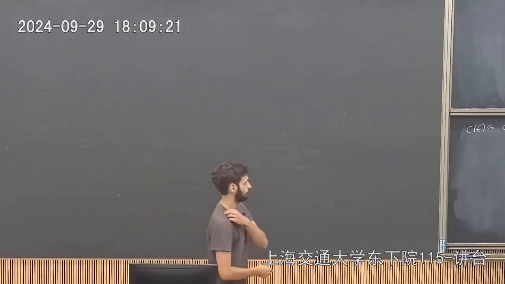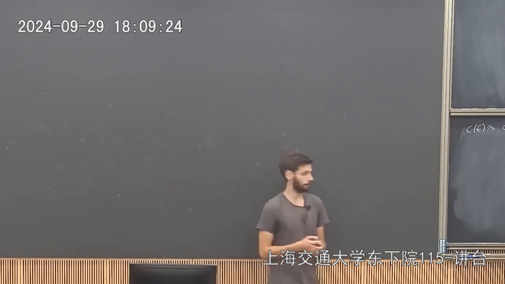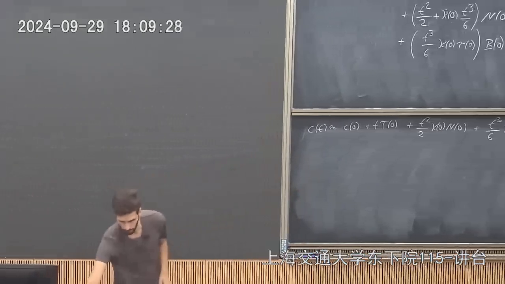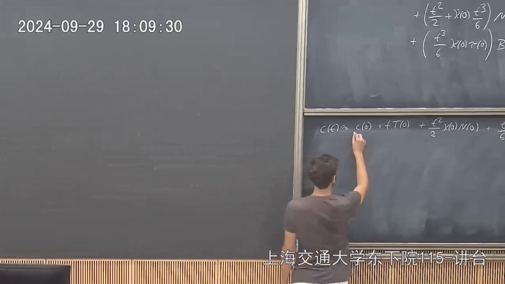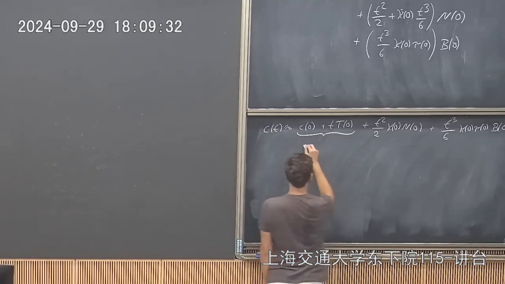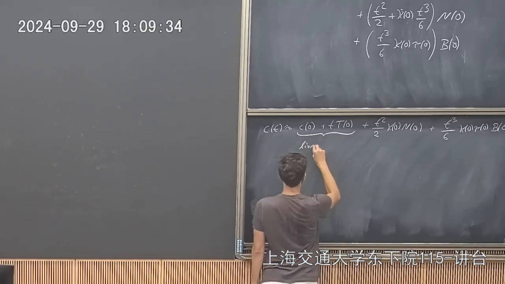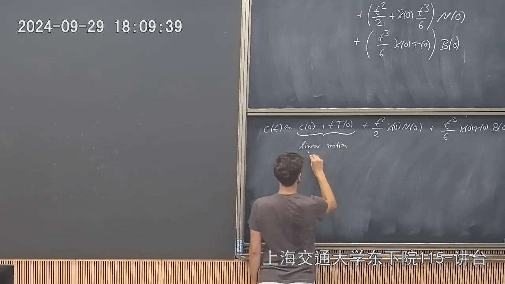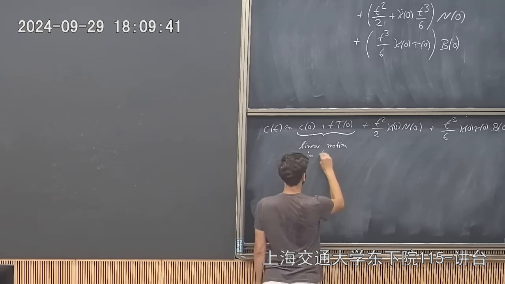Now let's look at the geometric interpretation of all of these terms. The first one, perhaps the simplest, is linear motion in the tangent direction.